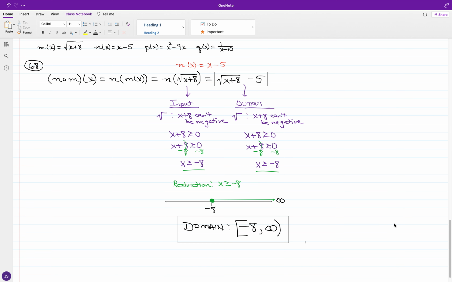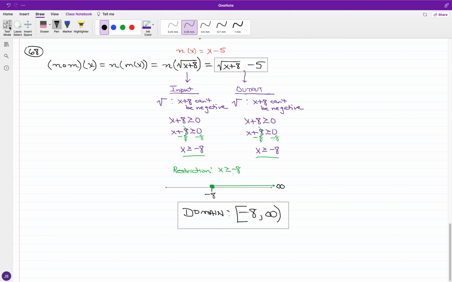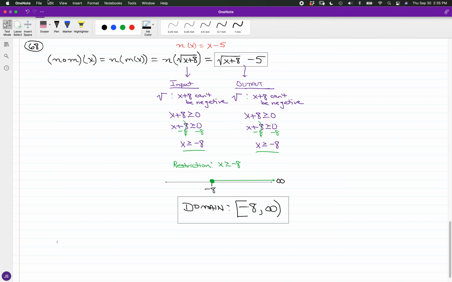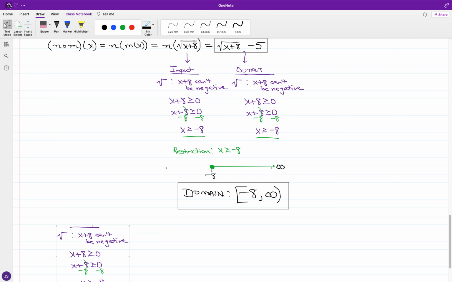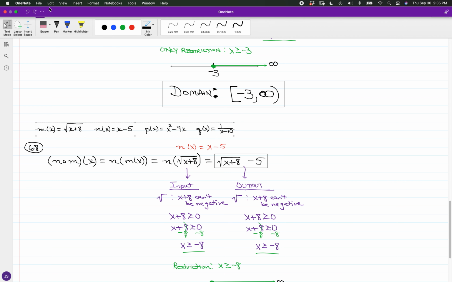Now, in looking at what we have, just to kind of mix things up a little bit, we've not utilized Q of x yet. Number 70 is going to lead into this. I'm going to get these four functions again.